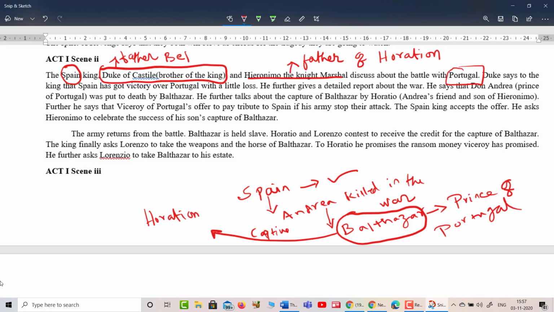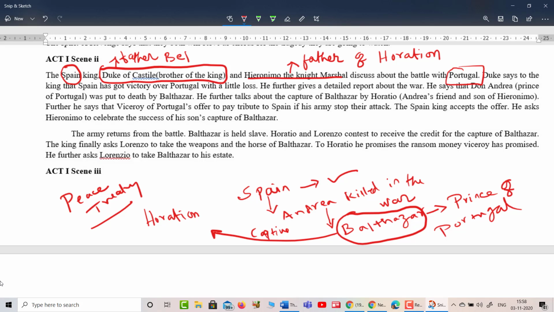Okay. Now further he says that the Viceroy of Portugal offered to pay tribute to Spain if his army stopped their attack. Okay. Now there is a peace talk between the King of Spain and Portugal. So peace treaty. What is peace treaty? The Portugal king has asked the king of Spain to stop the war, so that he is ready to offer whatever the king of Spain asks. So on the peace treaty, the king of Spain accepts the offer. He asks Hieronyma to celebrate the success of his son's capture of Balthazar.